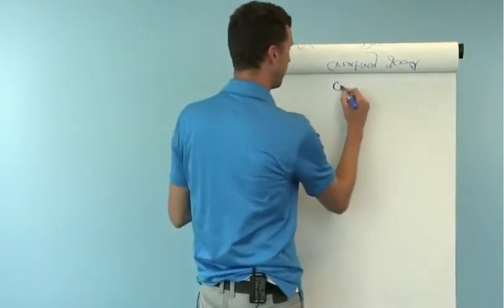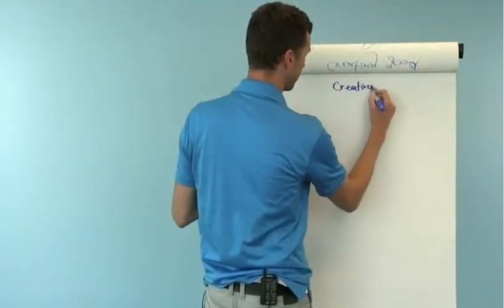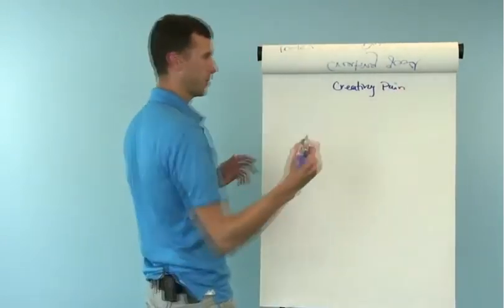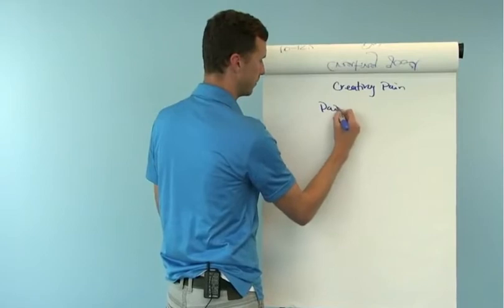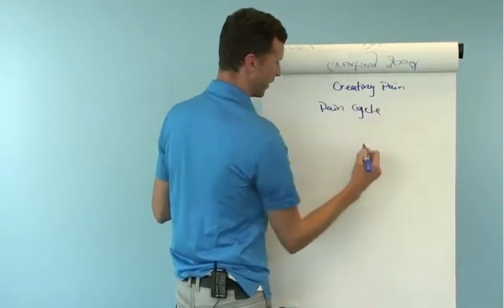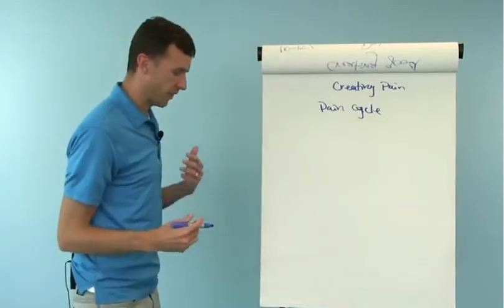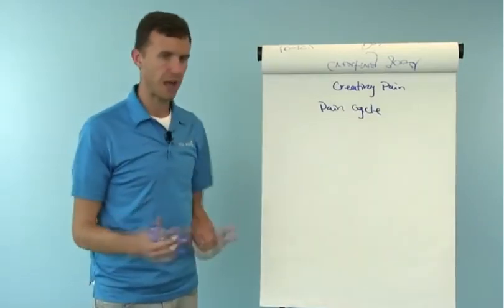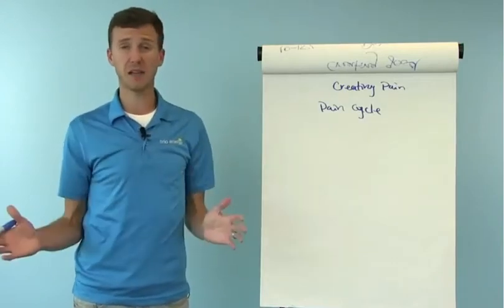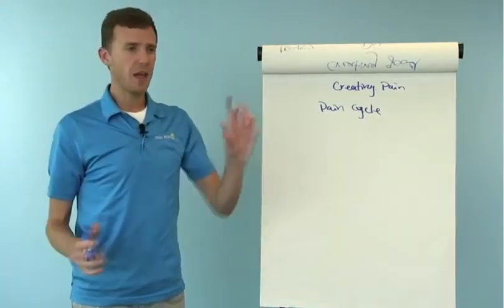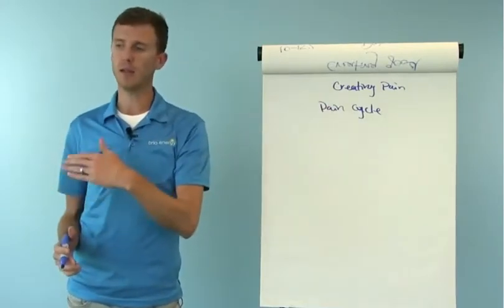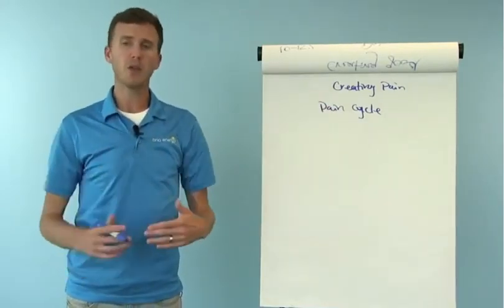But when creating good pain, I want to talk about a concept called a pain cycle. A pain cycle is a very specific way to create pain with every specific sales point. You may have 5 to 10 sales points in your presentation. If you use a pain cycle each time you get into a sales point or a problem, you'll be much more effective.